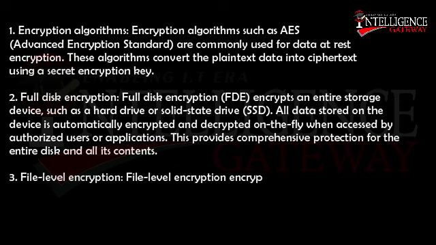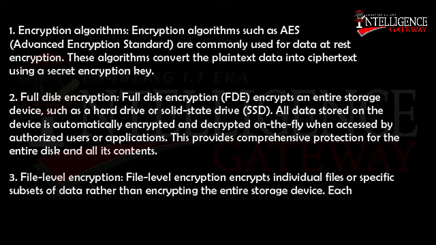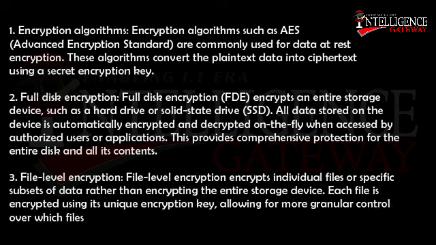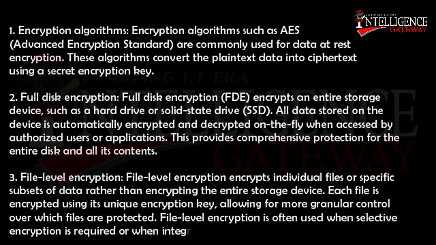3. File-level encryption. File-level encryption encrypts individual files or specific subsets of data rather than encrypting the entire storage device. Each file is encrypted using its unique encryption key, allowing for more granular control over which files are protected. File-level encryption is often used when selective encryption is required or when integrating encryption with specific applications.